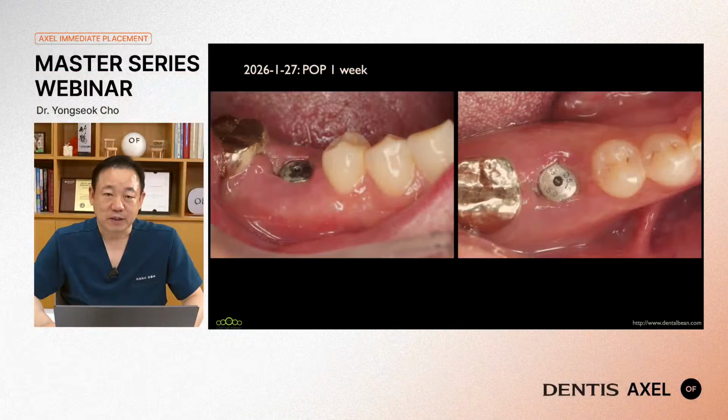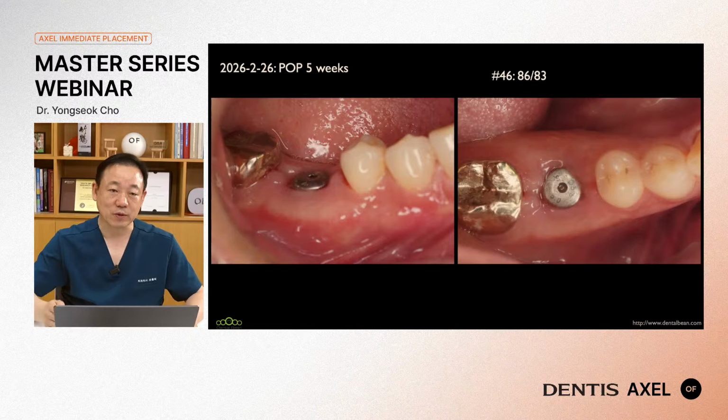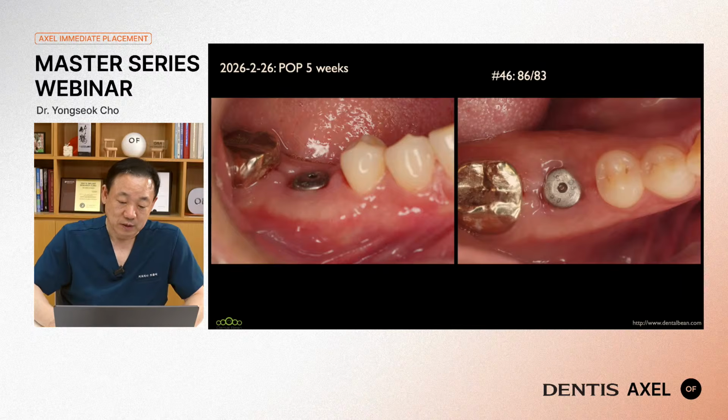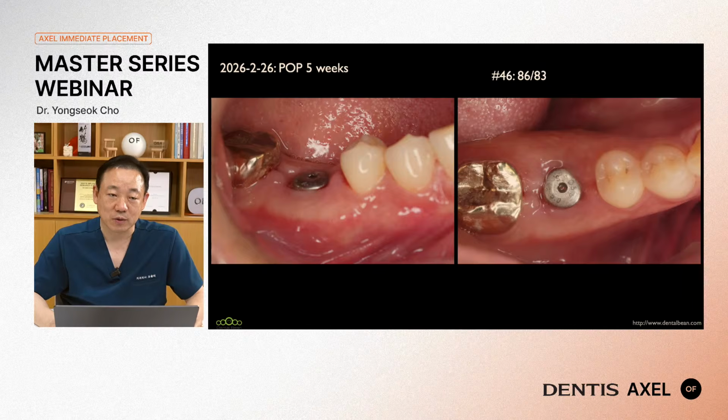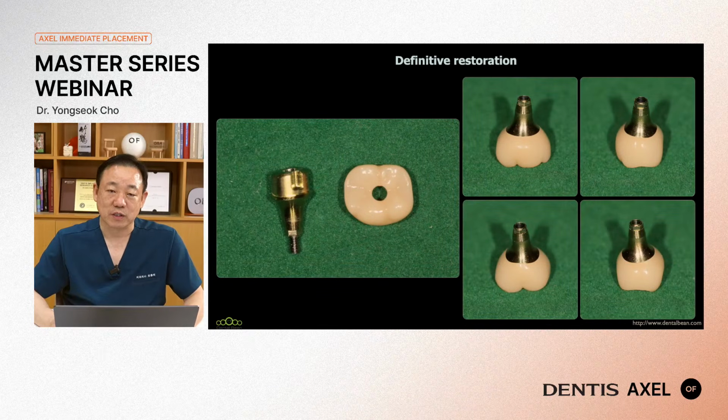One week after the implant placement, we can see nice soft tissue healing. It contracted well and there is no sign of inflammation. Five weeks later, the ISQ value increased to 86, 83. Okay, it's a very nice ISQ value and the soft tissue has healed, so we can start loading at that time. Dr. Kim fabricated the definitive restoration with a customized abutment.